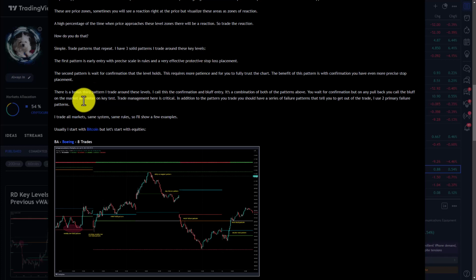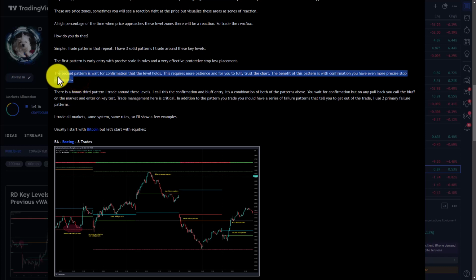The second pattern is you wait for confirmation. So you wait for confirmation that that level holds, and then this requires more patience. It also requires that you fully trust the chart. And that's something that I talk about often, is you need to trust the chart. If you're a chart trader, what else are you going to trust? The moon? The other benefit of this pattern is that oftentimes with waiting for confirmation, you can have a more precise stop loss.